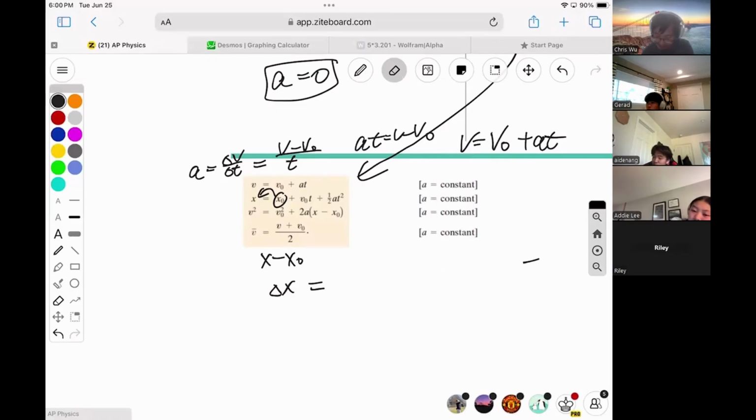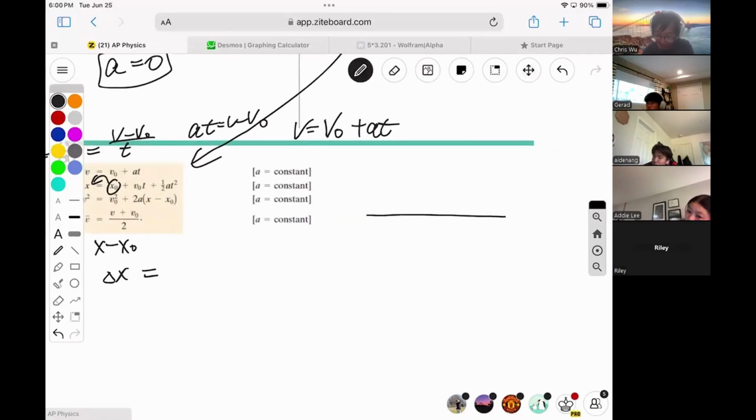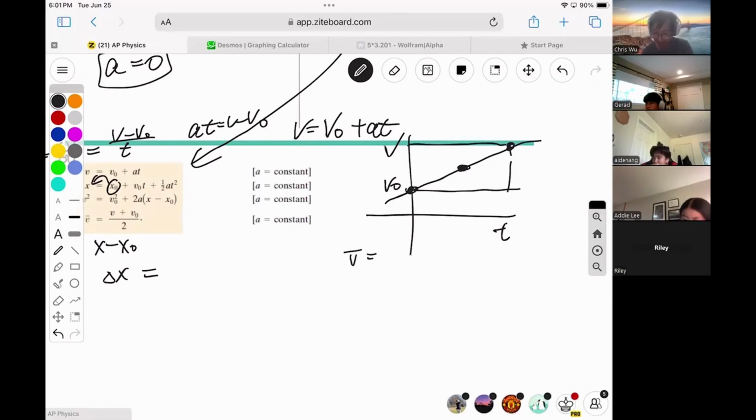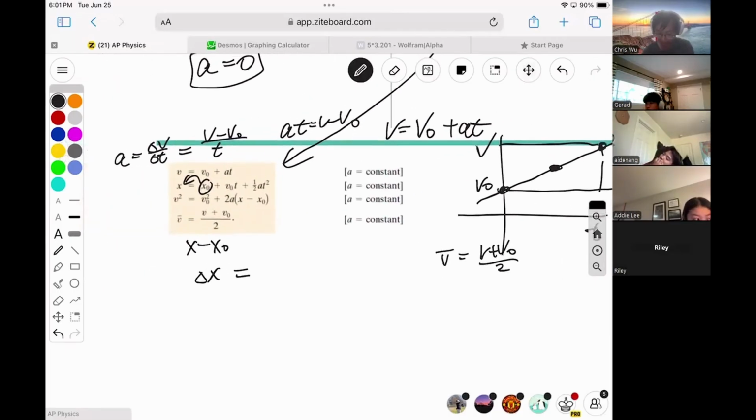And it turns out, if I'm drawing a vt graph, if my v is increasing steadily, it means I have a linear graph. And the average velocity is actually just halfway between your final velocity and your initial velocity. You're finding the midpoint between your two v's. This is your v, this is your v naught, and thus your v bar is simply v plus v naught divided by 2. So delta x is going to be v bar, your average velocity, times delta t. In this case, let's just say t. And v bar is v plus v naught over 2 times t.